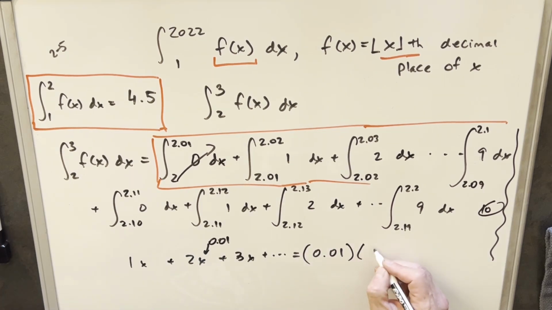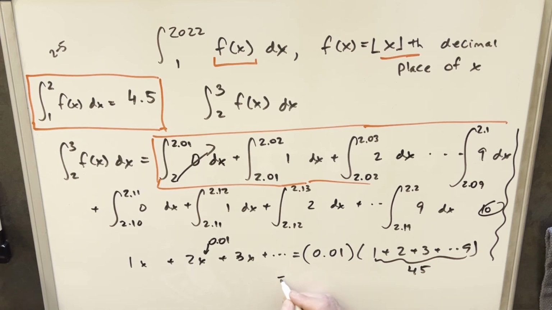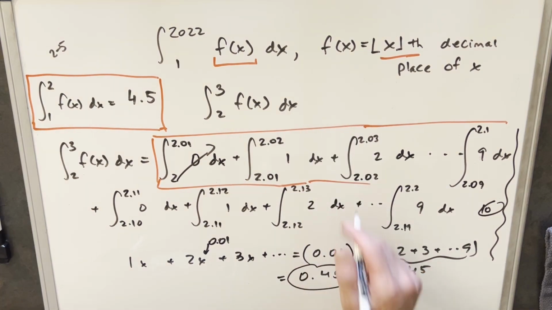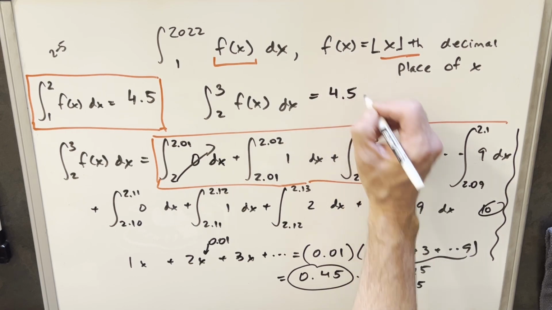But then this is still going to give me the sum of 1 plus 2 plus 3 all the way to 9. But we already know that that value is 45. And so when we multiply 45 times 0.01, now we get 0.45. So it's not that this integral here is going to be 0.45, as we have 10 of these. So now I need to multiply this by 10. And so that's going to give me 4.5 again. So the value for this integral is also going to be 4.5.